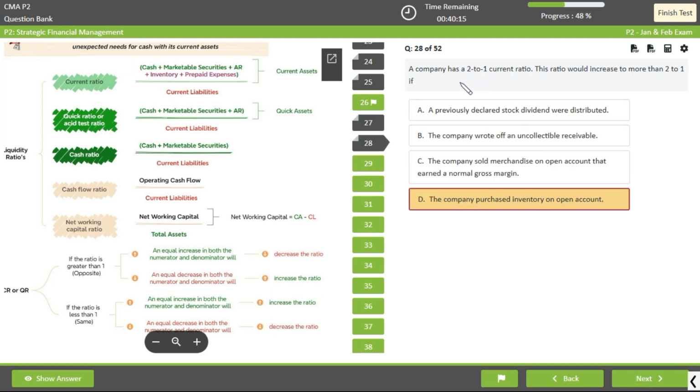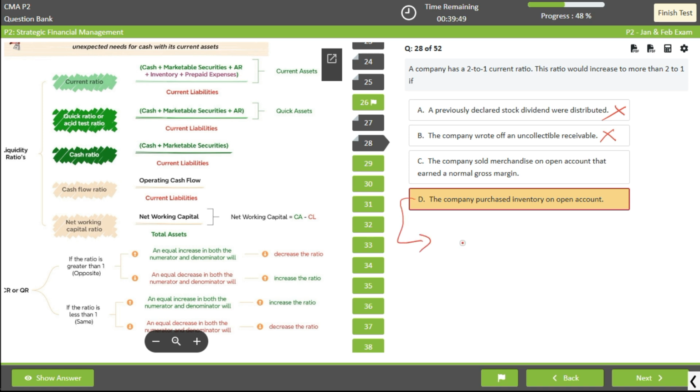Next, a company has a 2 to 1 current ratio. The ratio would increase to more than 2 to 1 if a previously declared stock dividend were distributed. So there is no relation of stock dividends. A stock dividend does not affect your current ratio. The company's write-off of accounts receivable is also not going to affect your current ratio. The company purchased inventory on account.